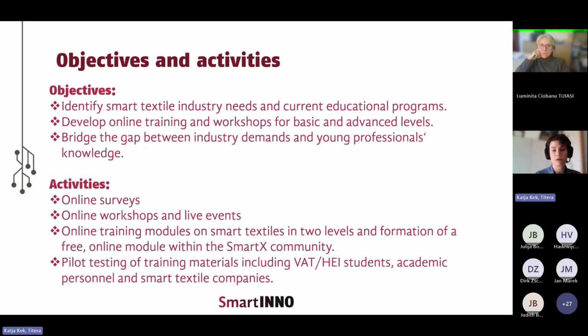What we are doing throughout the project is we have identified via online surveys what are the main skill gaps and knowledge gaps that smart textile companies noticed when employing young people. And on the other side, we have also identified the gaps that educational institutions pointed out, which means the subjects and topics that they would like to have in their educational program, but are still not able to implement.